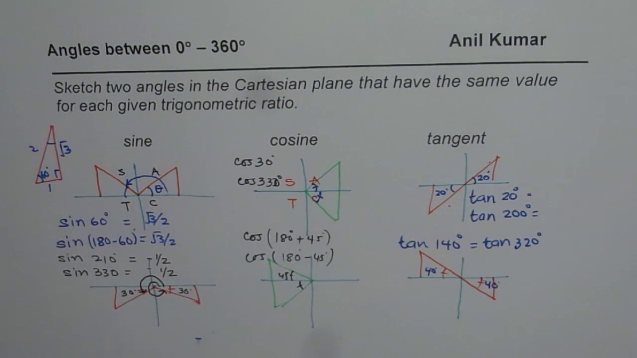I hope this helps you to understand the basic concept that how in a Cartesian plane we could always get two equivalent angles for which the ratios are exactly same, right?